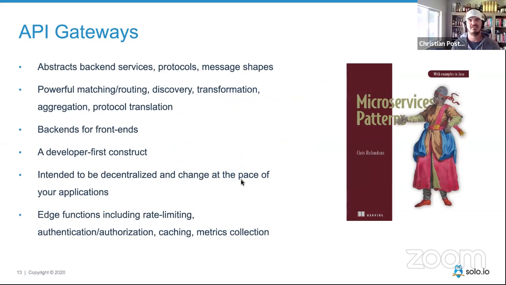So API gateways abstract away the implementation details inside your boundary. They are responsible for things like sophisticated routing, protocol transformation or translation, and so forth, as well as edge functions for applications, things like rate limiting and different security, authentication, authorization protocols, and so forth.